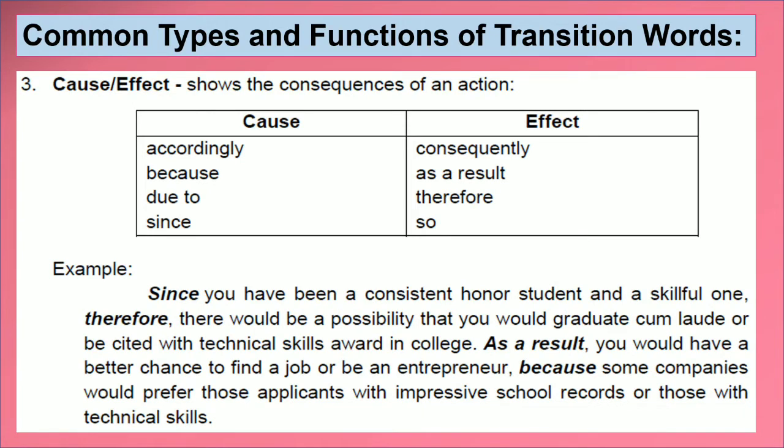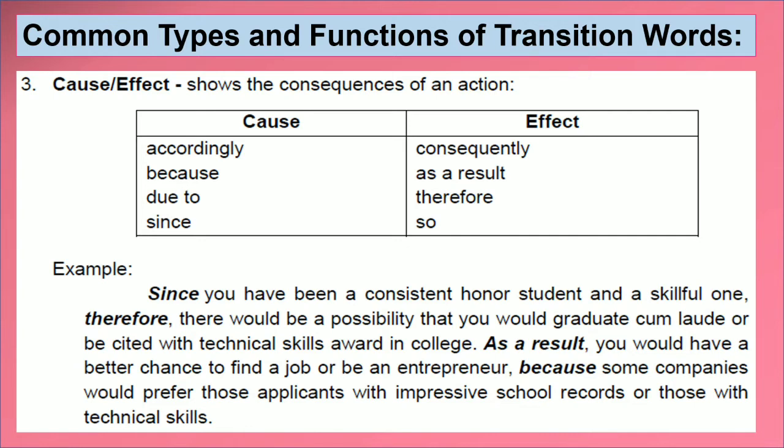For number 3, the cause and effect. So, it shows the consequences of an action. So, pag gamit natin si cause and si effect, consequences. Ano yung dahilan, ano yung magiging epekto. So, when we say cause: accordingly, because, due to, and since. Pag sinabing effect or epekto: consequently, as a result, therefore, and so.